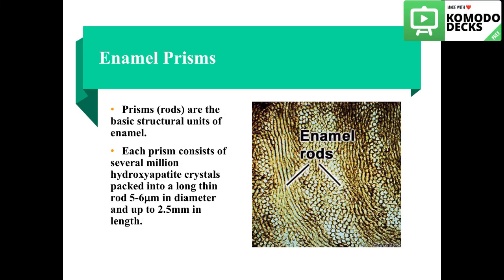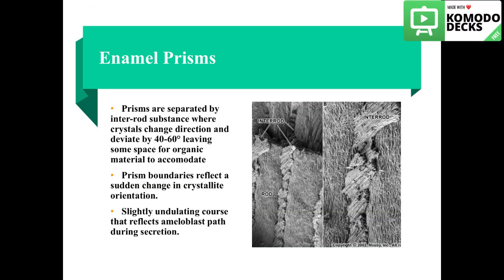The basic structural unit of the enamel is called the rods or the prisms. Each prism consists of several million hydroxyapatite crystals that are packed into a long thin rod, 5 to 6 micrometers in diameter and up to 2.5 millimeters in length. As you can see, these are the rods cut in a cross section or a longitudinal section. This photo is taken by the electron microscope at a higher magnification.